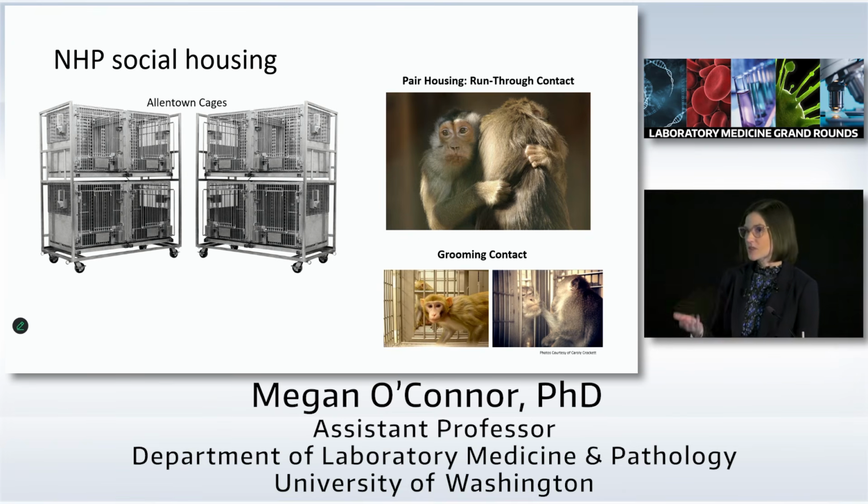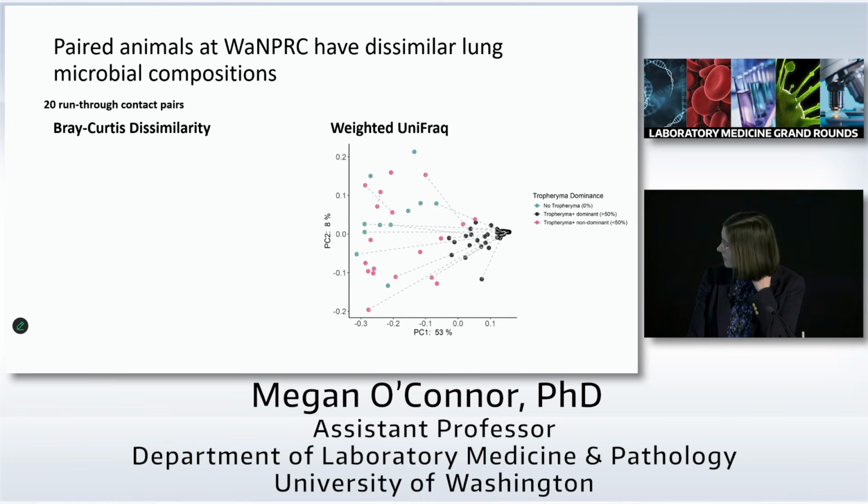They're still able to have social contact with each other, but are not sharing the same airspace. And so inherently within our data set, we happen to have 20 different animals in run-through contact. I'm now realizing that the left graph is not there, but it's going to be very similar to what was on the right, in which I'm looking at the microbial composition of our lung microbiome, and the dotted lines are overall showing animals that are paired within the same cage.